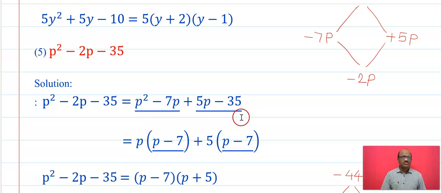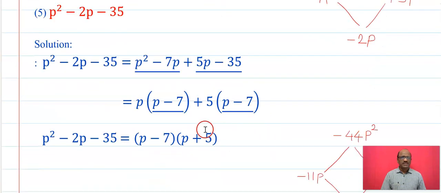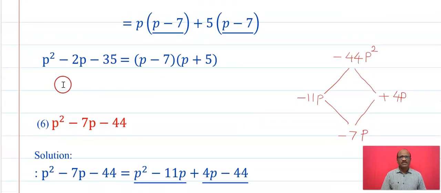What about the next two terms? Here is 5p and here is 35. That is 5 into 7. We will take the 5 as common. Then in bracket p minus 7. Therefore, from these two terms we will take the common p minus 7, and in second bracket p plus 5. And that's why the factors of p square minus 2p minus 35 are, in bracket p minus 7, in second bracket p plus 5.